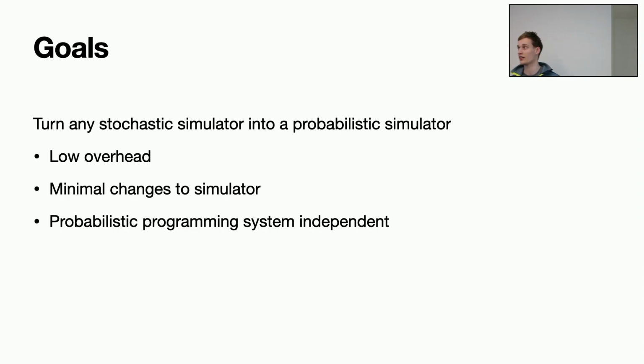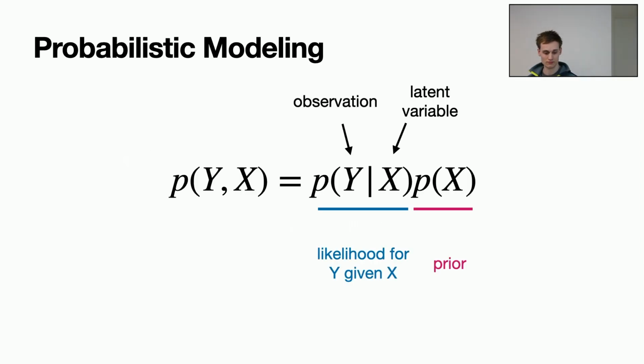Our goals here are basically to turn any stochastic simulator you might have into a probabilistic simulator. We want to keep the main strengths of Enzyme, which is low overhead and a minimal change required to your simulator code. And we want to be independent of any probabilistic programming system, so you can reuse all the infrastructure for any probabilistic programming system you might want to use.